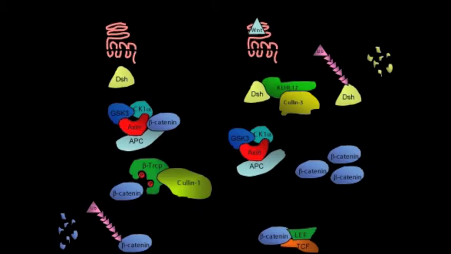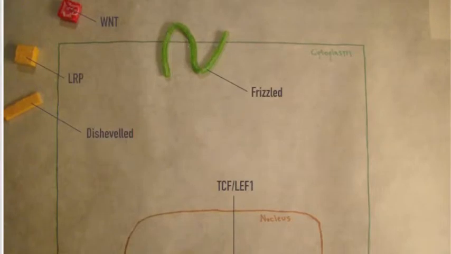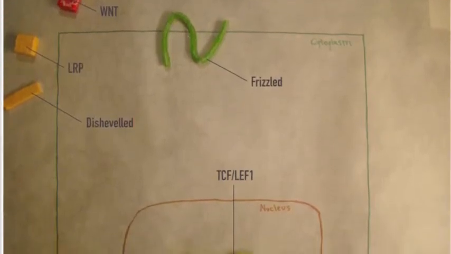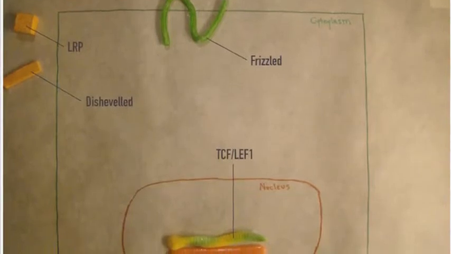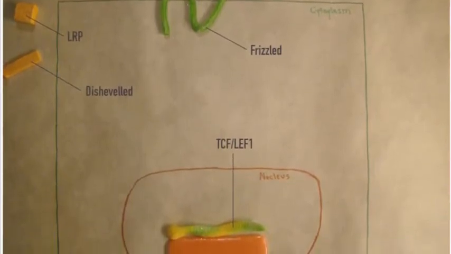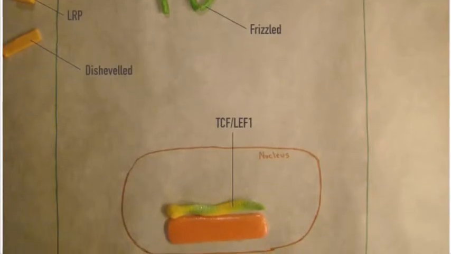I will now demonstrate how the canonical Wnt pathway works by using assorted kinds of candy. In the activated pathway, the canonical Wnt signaling pathway is induced when the Wnt ligand binds to cell surface receptors of frizzled and the co-receptor LRP, causing activation of Dishevelled.